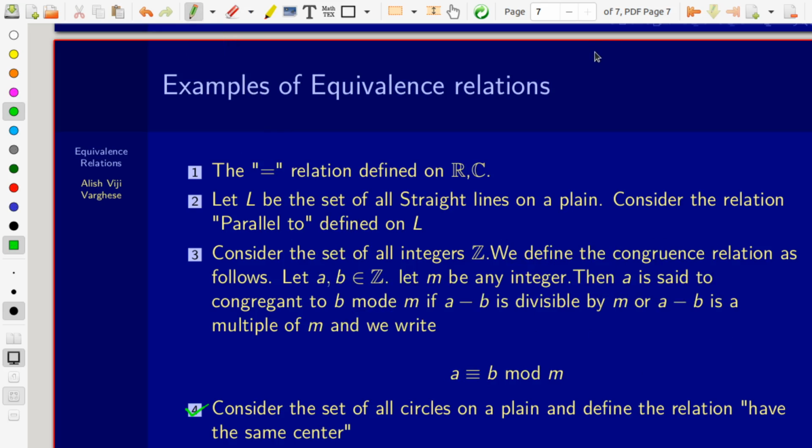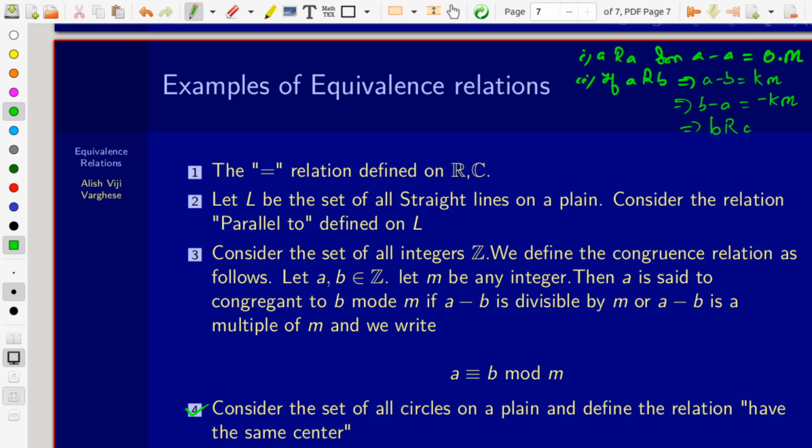First one, A is related to A itself, since A minus A is a multiple of M, that is 0 into M. Then second one, if A is related to B, that means A minus B is a multiple of M, and that means B minus A is minus K into M, which is also a multiple of M. Therefore B is related to A.